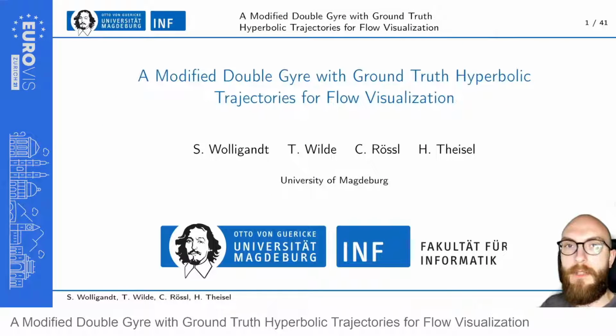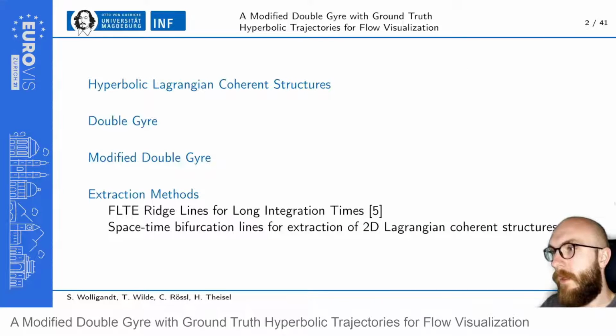Welcome to our talk about a modified double gyre with ground truth hyperbolic trajectories for flow visualization. I will talk about hyperbolic Lagrangian coherent structures and especially their boundaries, about a model of a double gyre, and of course about our modification of it that has a closed form solution of a hyperbolic trajectory. At the end, we will check if two boundary extraction methods are working correctly with the help of our modified double gyre.